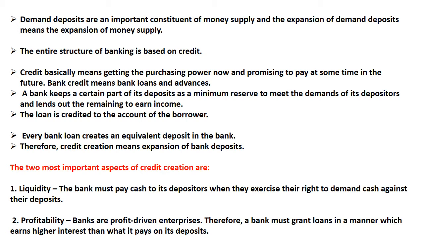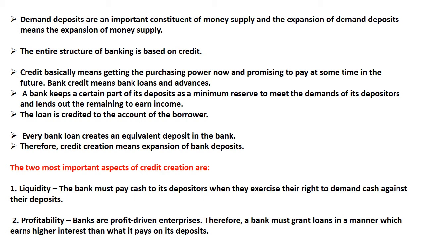When we discussed secondary or derivative deposits, we discussed an account. Whenever you take a loan from the bank, you have to open an account there, that is, a loan account. The bank will transfer the money to that account only; they will not give you that money in cash. That account is known as the secondary deposit. So the loan is credited to the account of the borrower. Every bank loan creates an equivalent deposit in the bank. Therefore, credit creation means expansion of bank deposit.